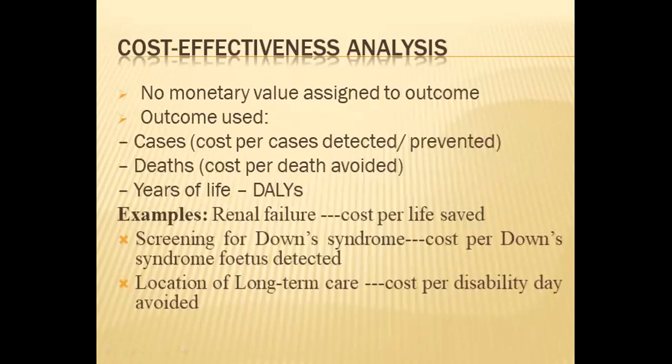In comparative cost-effective analysis, there is no monetary value assigned to outcome. The outcome used is represented in the form of cases. For example, cost per case detected or prevented, cost per death prevented, years of life gained, disability adjusted life years. For example, in renal failure, cost per life saved; in screening for Down syndrome, cost per Down syndrome fetus detected.